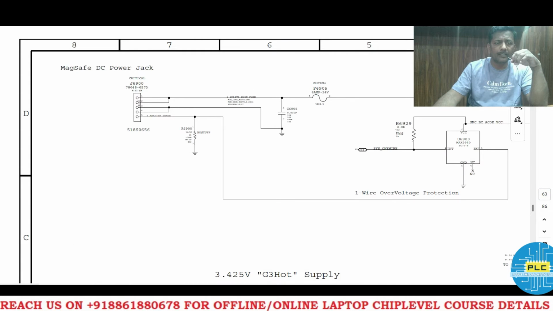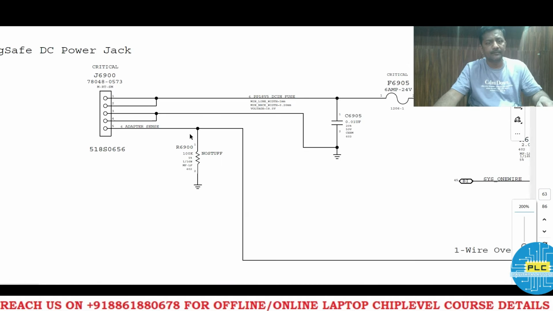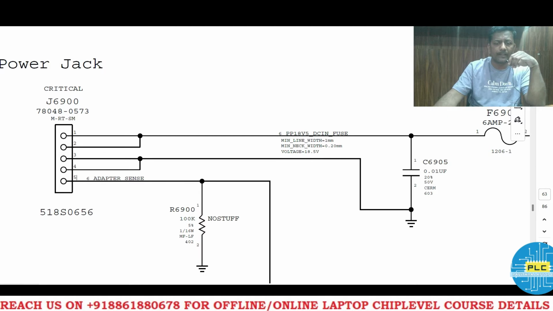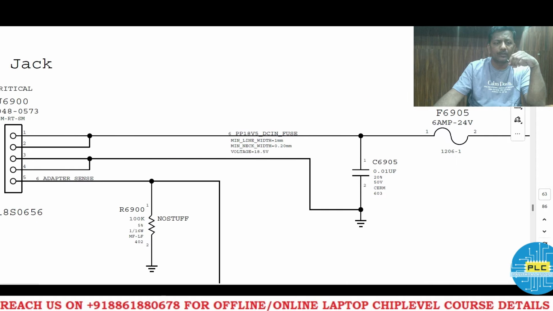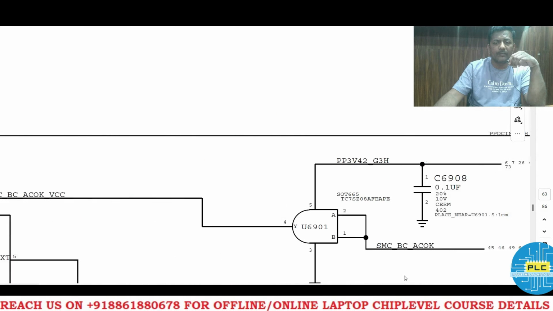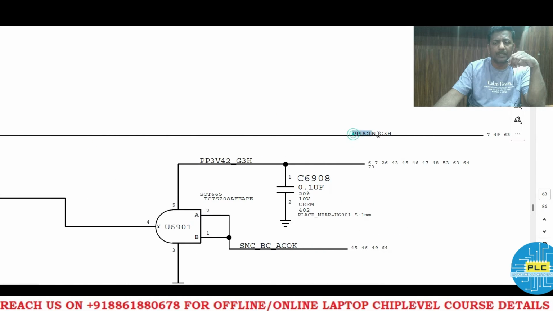See, this is the DC jack. It contains a total of 5 connectors. 1 and 2 are the positive, 3 and 4 are the negative. The fifth one is the adapter sense, the adapter ID in Windows. Correct. The 1, 2 positive will come through this fuse and finally it will become PPDC in underscore G3H.